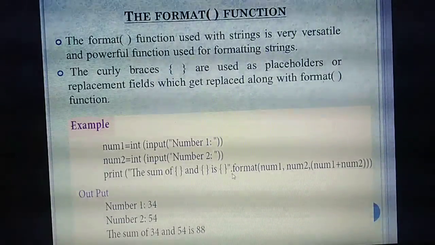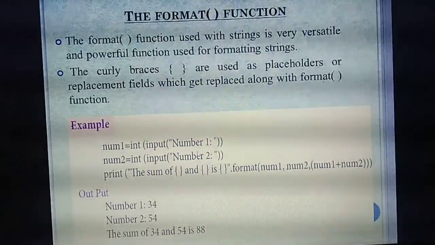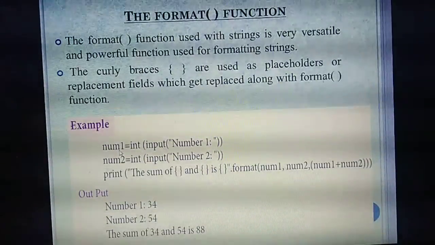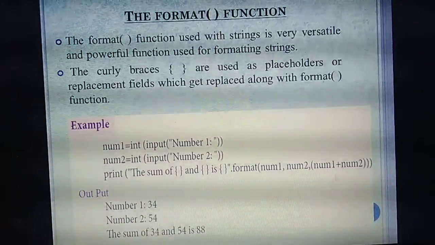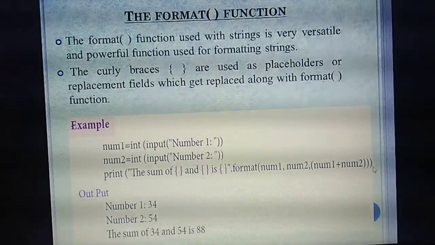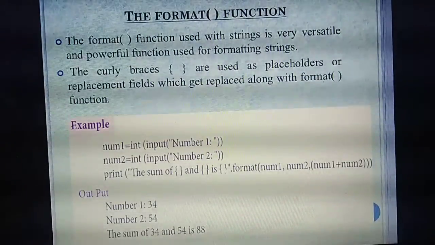So what do you need to give in the format function? Dot format. How many numbers are you entering? Two numbers, so the variables num1, comma, num2. Then to add them, you give in brackets num1 plus num2, in the bracket. Now run the program and take the output.